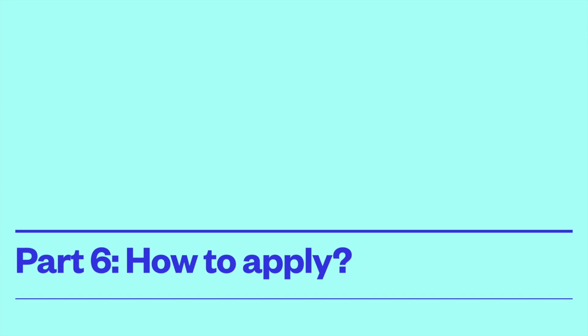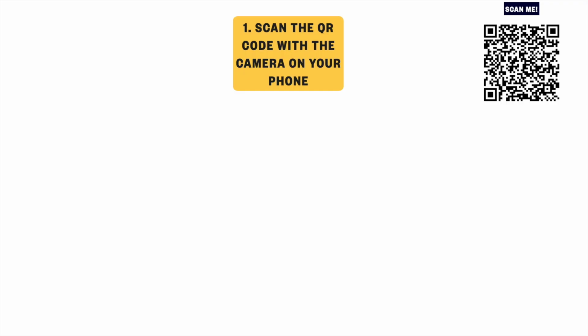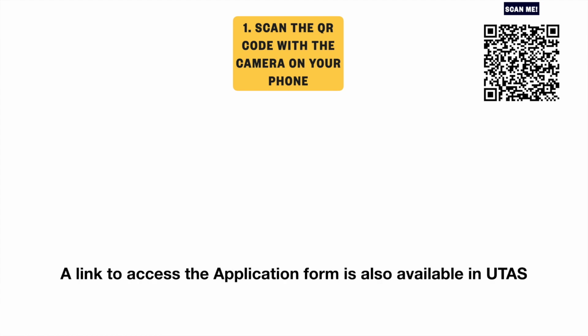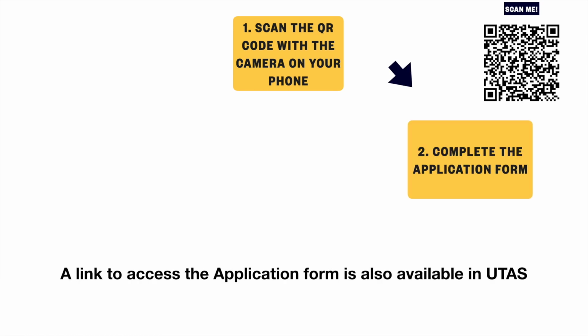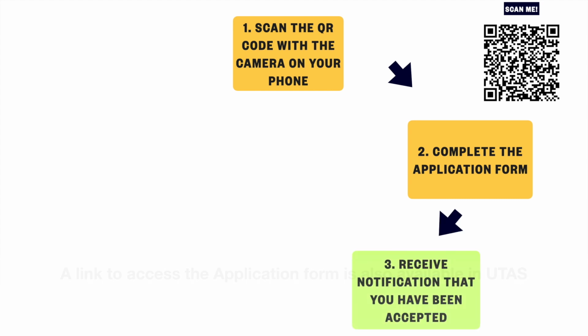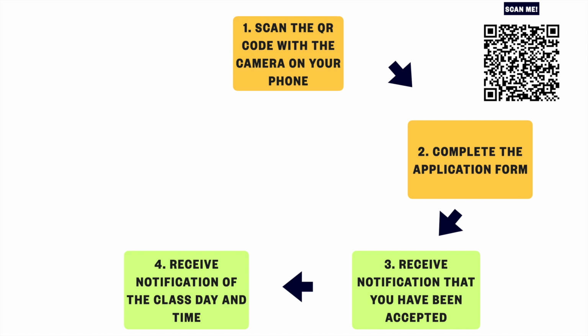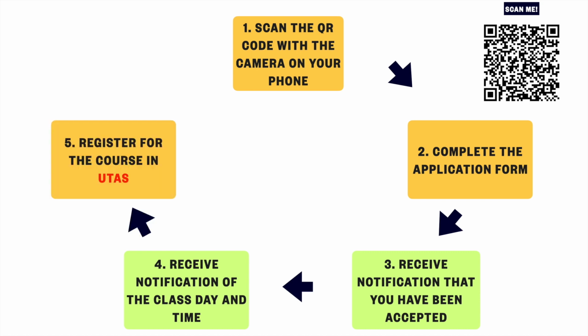How to apply for each course. First, scan the QR code to obtain the application form. Complete the application form. Receive notification that you have been accepted. Receive notification of the class day and time. And finally, register for the course in UTAS.